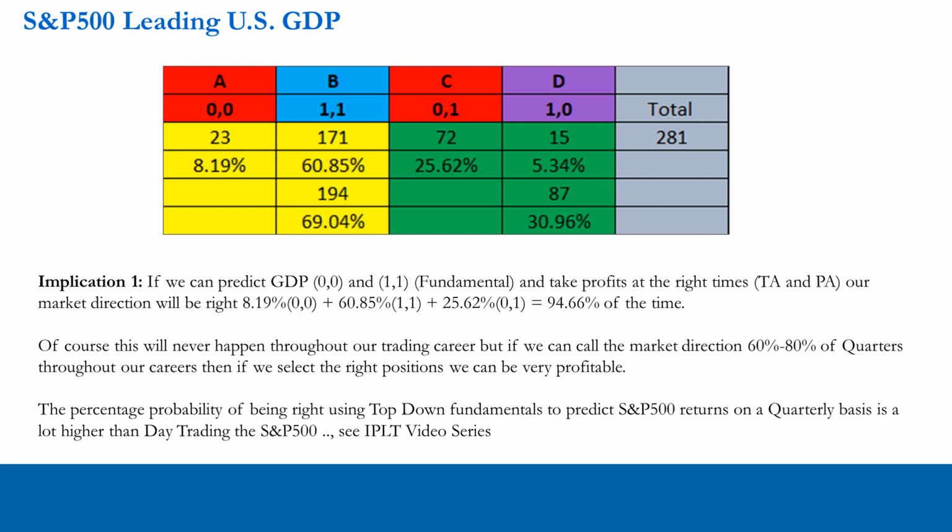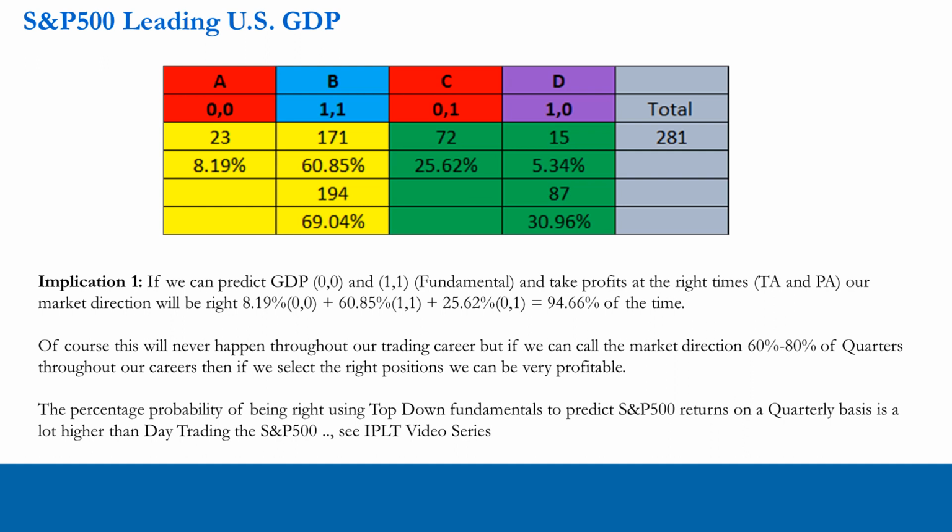So the performance of the S&P 500, the stock market, predicting the GDP move by 6 months. So it's pretty profound stuff when you look at the historical evidence. And again, of course, we're not going to be able to do this all the time, every time throughout our trading career, because markets are dynamic and markets change over time.